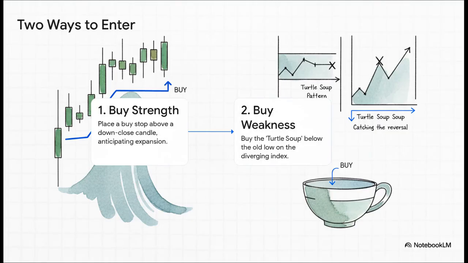First, you can buy strength. That basically means you place a buy stop order just above a recent down close candle. You're trying to hop on the train just as it's leaving the station. The second way is to buy weakness. This is where you actually target the one index that did make the lower low, that's your turtle soup, and you look to buy just below that old low, catching the reversal right at the source.